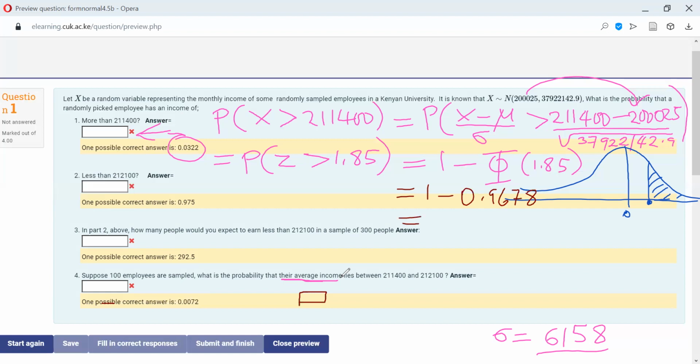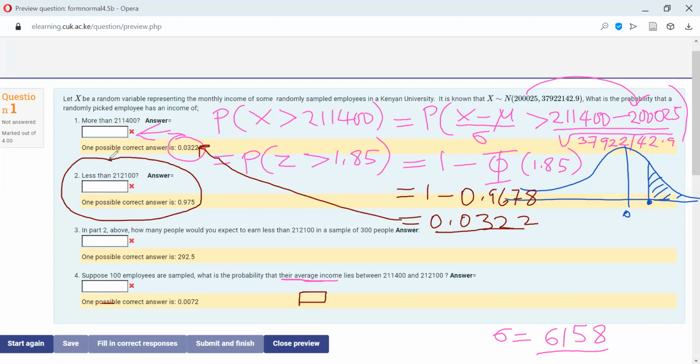So this would be then 0.0322. This is what we have up here. So this is in agreement. So you do this next one, which is similar to this one, the same way. The only difference is that now it is asking for less. And this one you have done previously, so it should not be an issue.